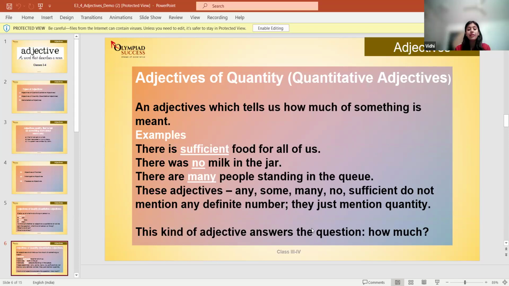There are many people standing in the queue. Can you see the highlighted words? Sufficient, no, many. All these are adjectives of quantity. They are also called quantitative adjectives. What are they called? Quantitative adjectives. Now they've given us some words that show us quantity: any, some, many, no, sufficient, and also they do not mention any definite number.